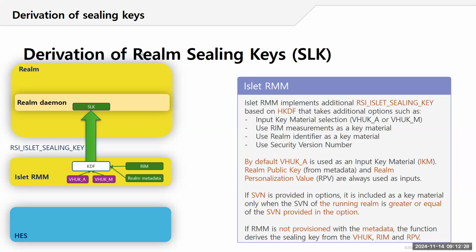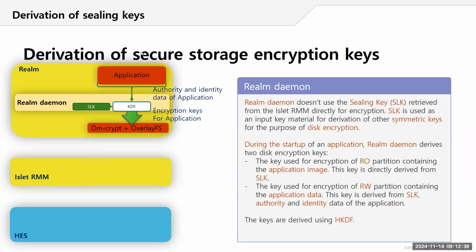For example, we can derive a key that is bound either to the measurements or identity data of a realm. And the services can perform further key derivation from the provided realm sealing key. In the case of realm daemon, it uses the application identity authority data to derive a data encryption key that is bound to a particular application, realm, and platform.